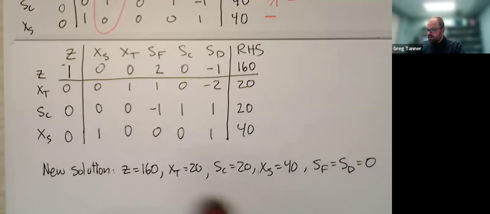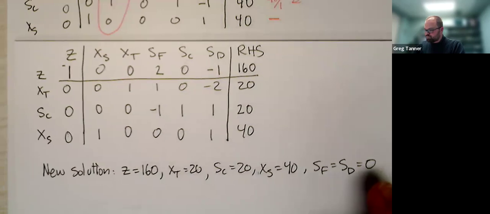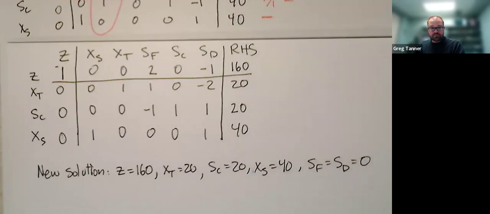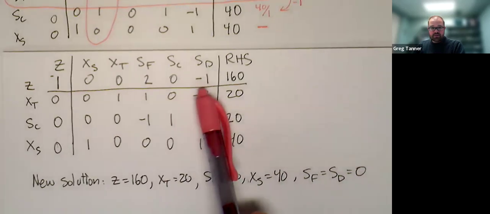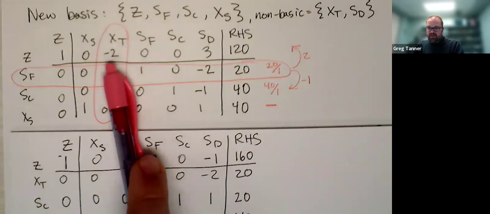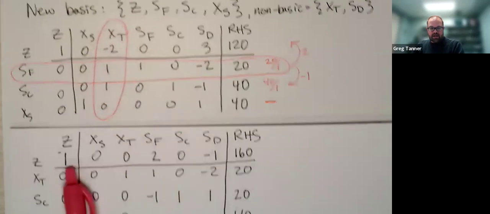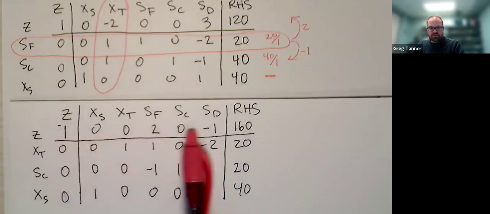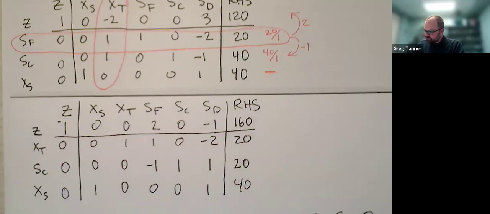It is feasible because I should verify all my entries are positive. All the variable values are positive, so I'm at a feasible point. Am I optimal? Let's do what we did last time. We want to scan the top row for negatives. It was this -2 that tipped us off that we should choose XT as our entering variable. Now, as I scan the top row, I see a -1 here. So we're not yet optimal.